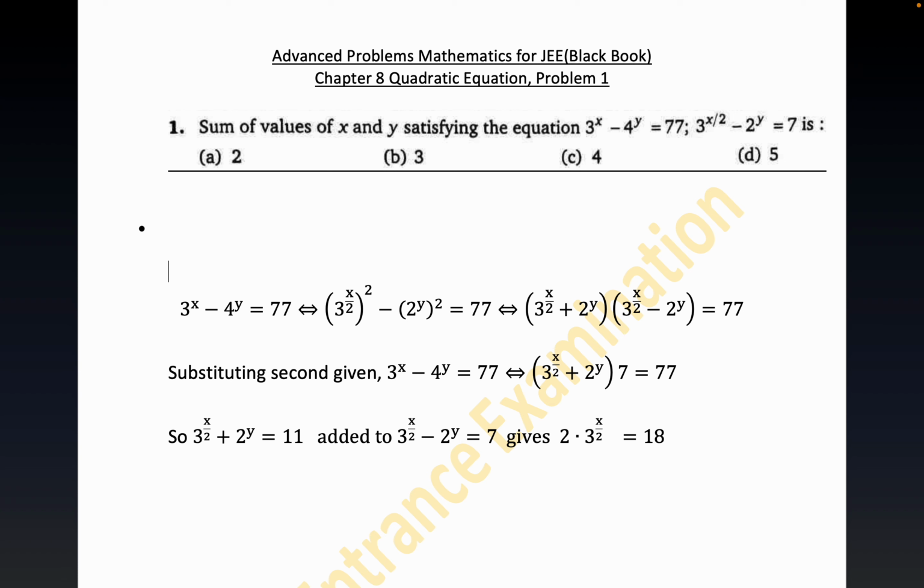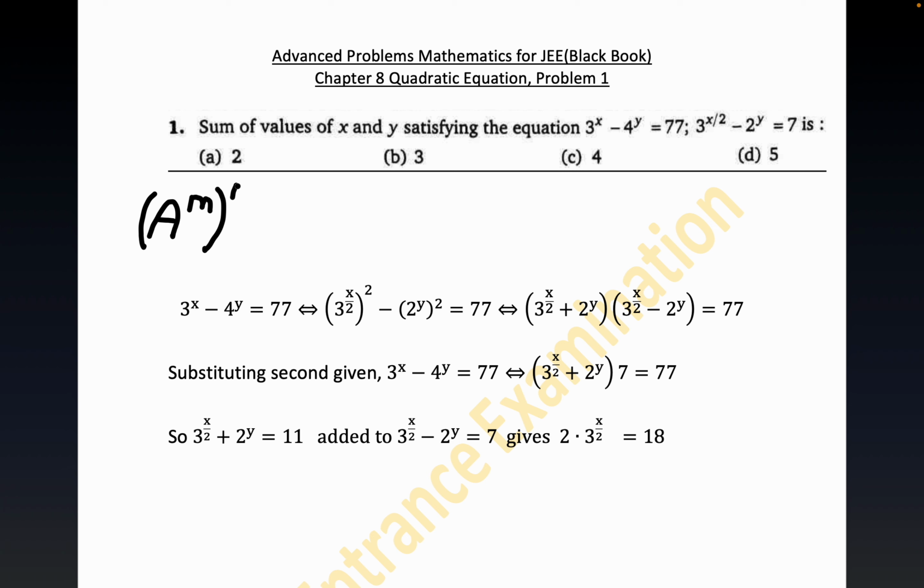JEE problem from the famous blue book of Gupta, black book, excuse me. Now there's a couple of properties we'll be using right here. Well-known property of exponents that says if you have a to the m raised to the n, that's tantamount to just multiplying the exponents. And that's a very easy thing to prove.